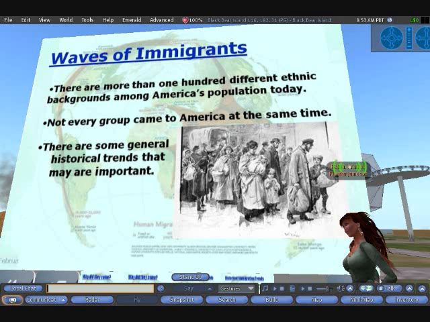We could probably do several evenings talking about all the trends related to immigration in the United States, but I just want to highlight some of the key eras in history that included large ethnic groups coming into the United States.